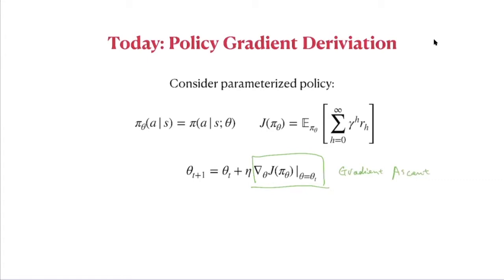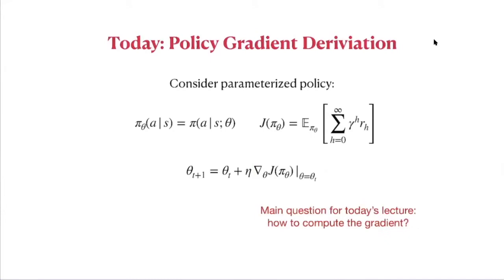Right, and then we can repeat this process until convergence, and by the property of gradient ascent, we will guarantee that at least we converge to some local solution, a solution where the gradient norm is 0. But the key question for today is how to compute this gradient. Especially, we will not be able to compute the expectation exactly, so how can we approximately compute this gradient using a finite number of samples?